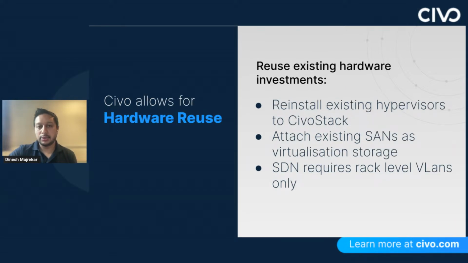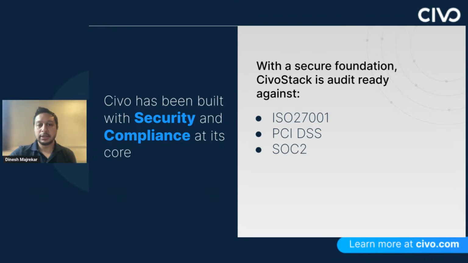We are able to connect to existing SANs or deploy into a hyper-converged environment, and our software-defined network only requires a handful of VLANs to be trunked down to all hypervisors. So in day-to-day operation, we won't be needing constant access into the network switching layer at the data center level. We're also security ready and have ISO 27001 certificates, PCI DSS, and our SOC 2 audited on a regular basis.